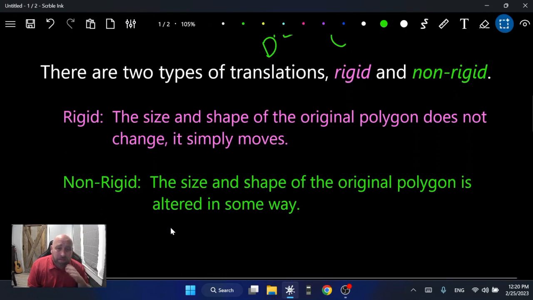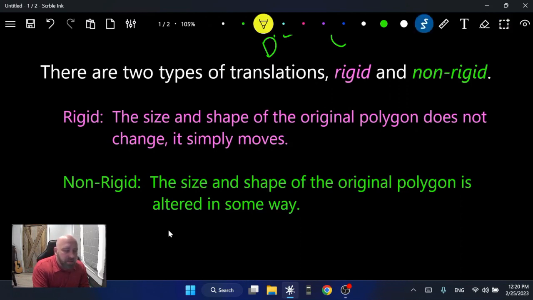In this textbook, in this class, we will only be dealing with rigid transformations. But I do want you to be familiar with or understand what the non-rigid is. So we'll only be using rigid in this class. We won't be using non-rigid, but I want you to understand it.